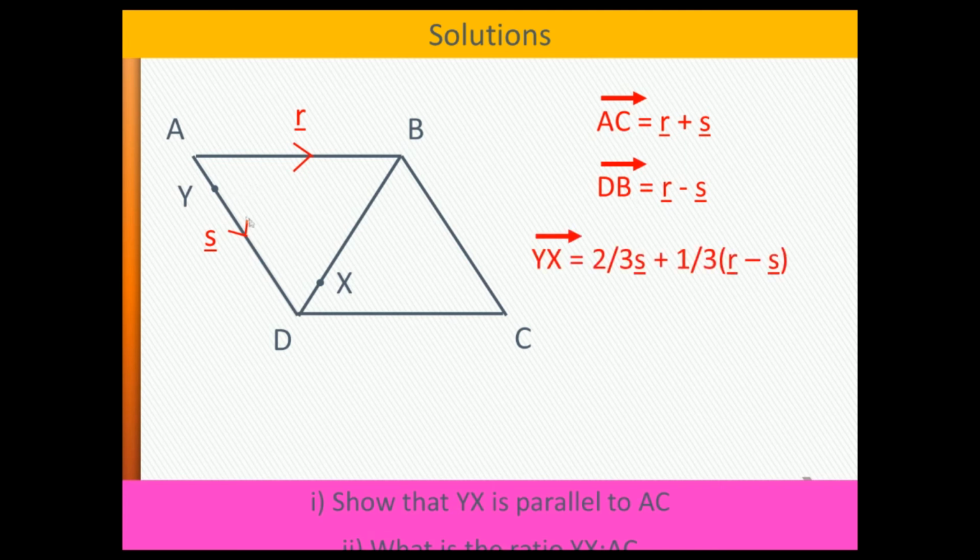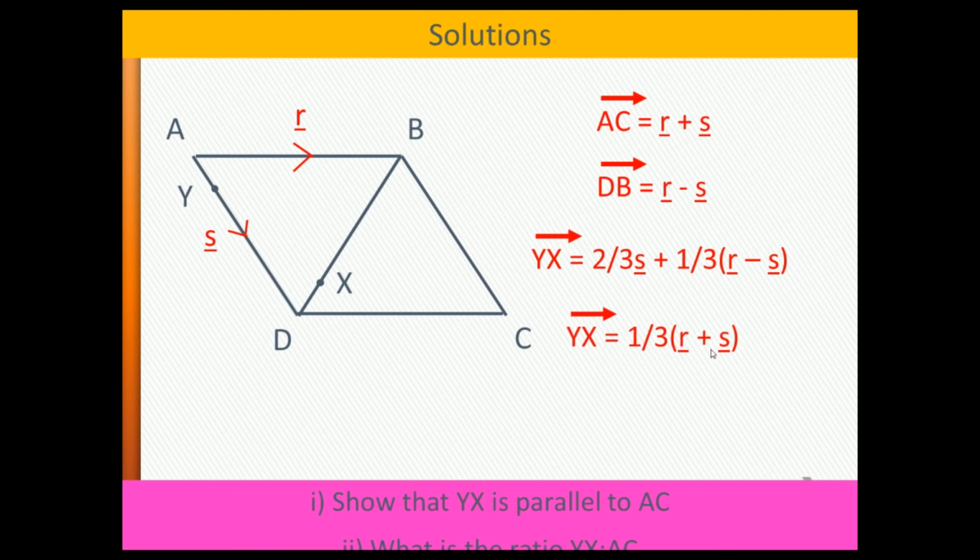Now, if we want to work out YX, we can use this bit here. So this bit from Y to D is 2/3 of the line, or 2/3 of the vector S. So that's 2/3 S. And then we know that this bit here is 1/3 of DB. And if we know DB is R minus S, then it's 2/3 S plus 1/3 of this R minus S. If I multiply out that bracket, I get YX equals 1/3 of R plus S.